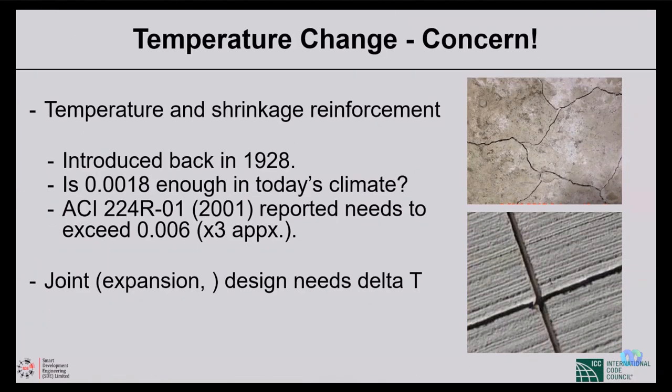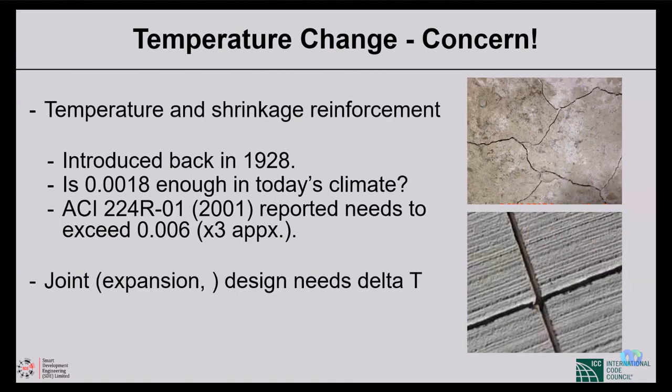Next is the temperature change, more concern. Here we are not talking about any measures, but we are talking about some concerns like temperature and shrinkage reinforcement. It was introduced back in 1928, and now we are using 0.0018. Is it enough for today's climate?